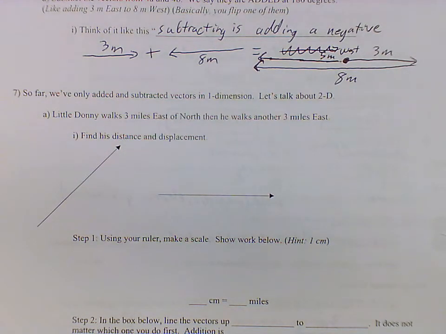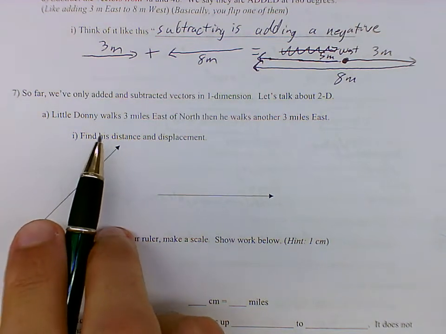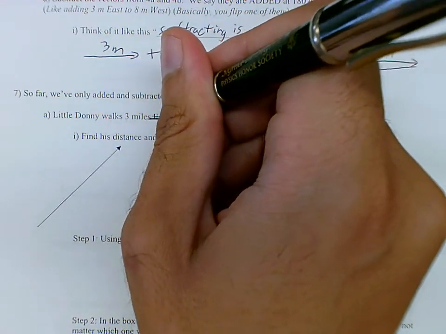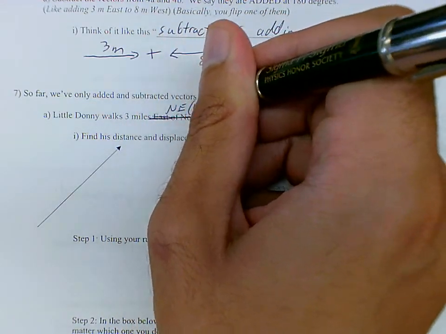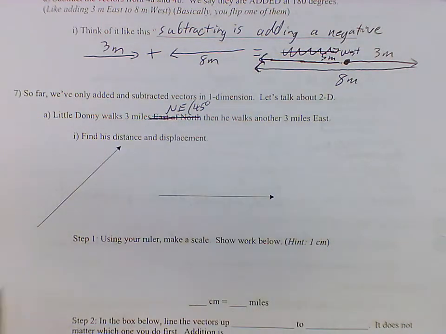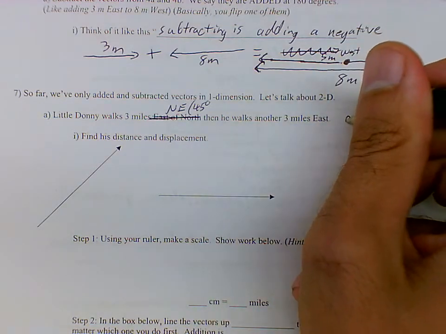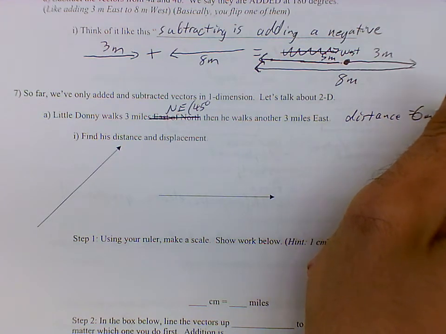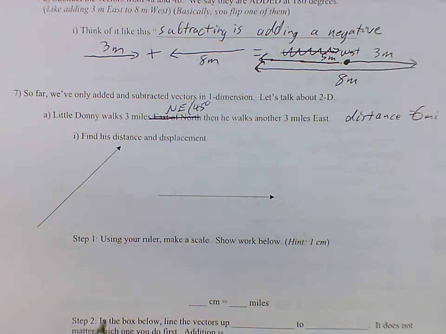So number 7 says, so far we've only added and subtracted vectors in 1 dimension. Let's talk about 2 dimensions. So it says here, little Donnie walks 3 miles east of north. Let's just change that to northeast at 45 degrees to make it easy. Then he walks 3 miles east. Find his distance. His distance is easy. That's the total length of his path. So his distance is 6 miles. All right. But we need to find his displacement as well, and we're going to do it graphically.